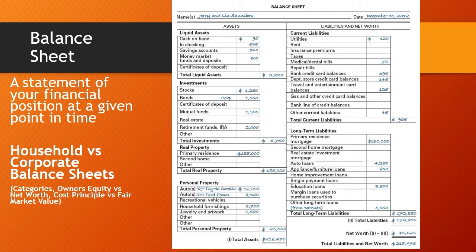Okay. The other way it differs is when we list things, like if you go down to real property, you see that primary residence and it says $185,000. Well, does that mean the price they paid for the home?